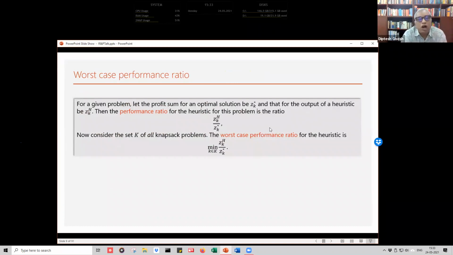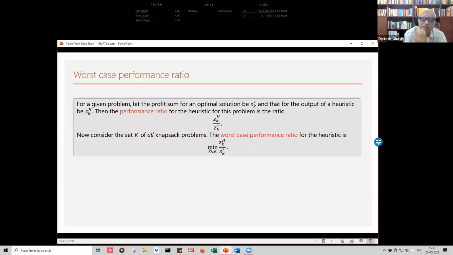Now, when we talk about how good or bad the heuristic is, we do not take one problem instance in mind, we talk about all problem instances. So if we consider the set capital K of all knapsack problems, then the worst case performance ratio is the minimum of this ratio over all problems.